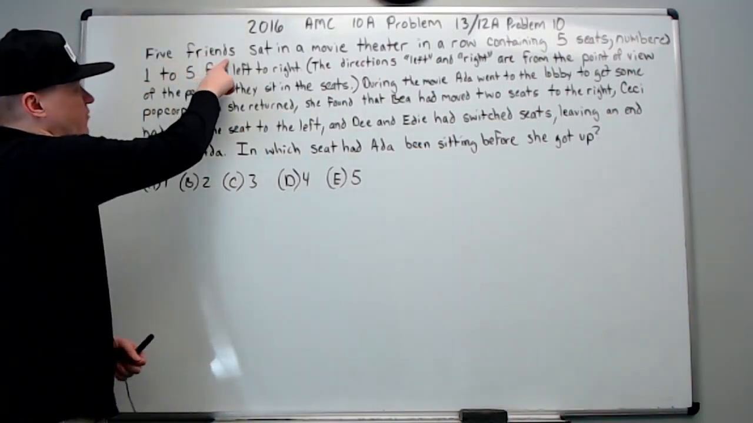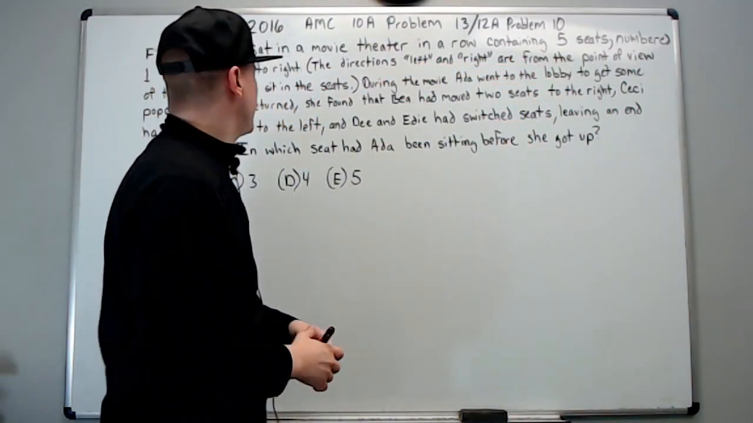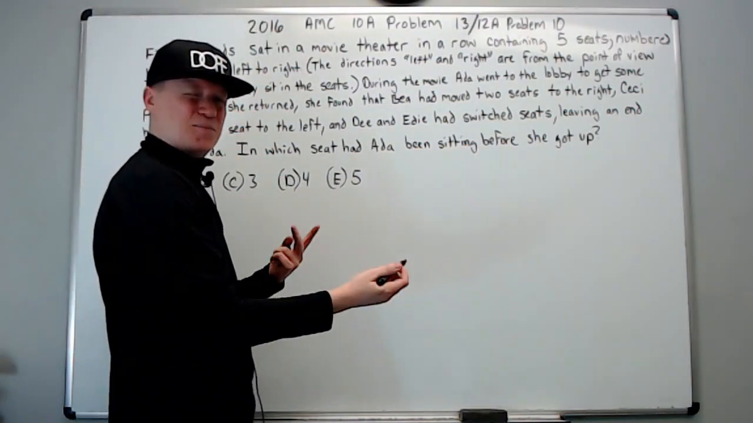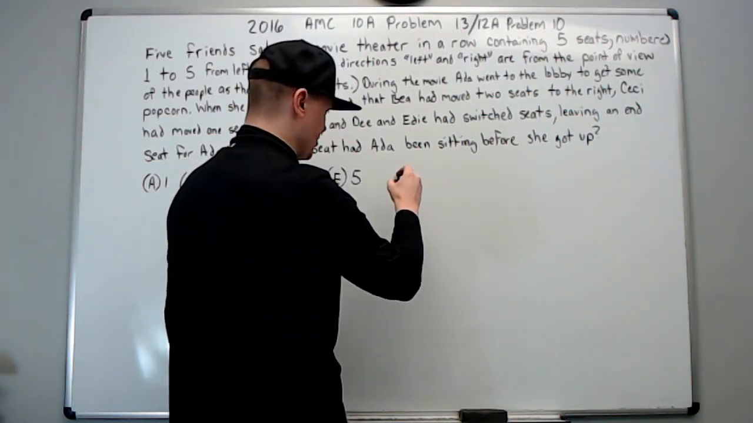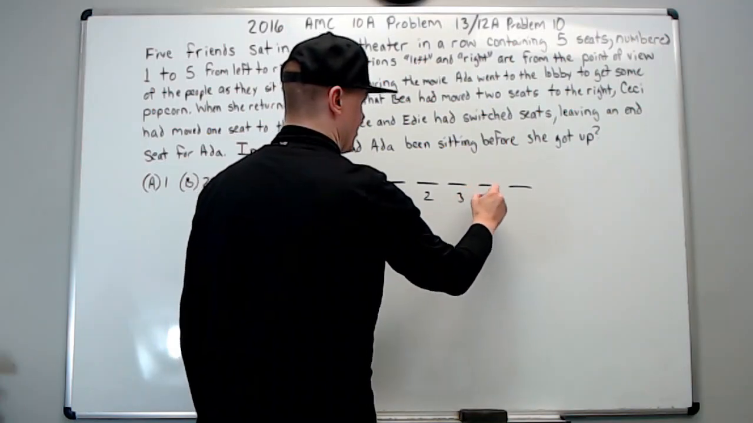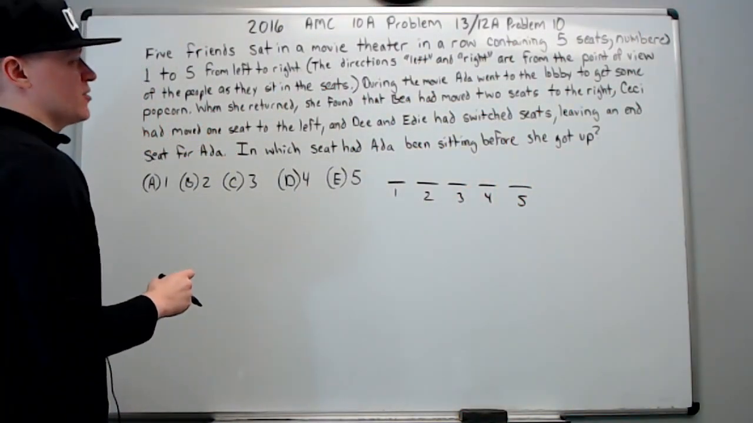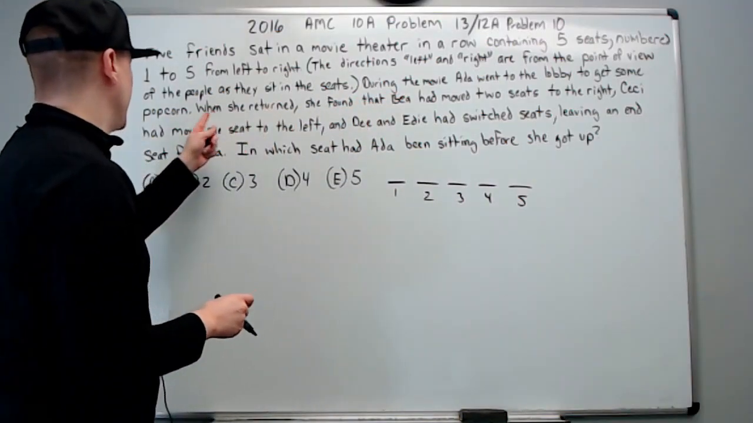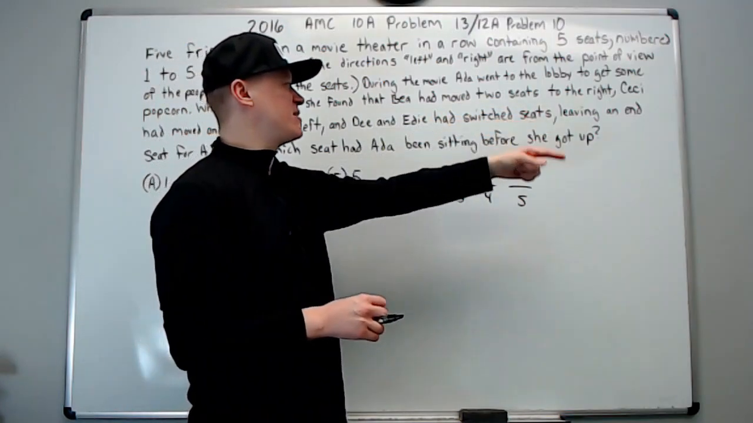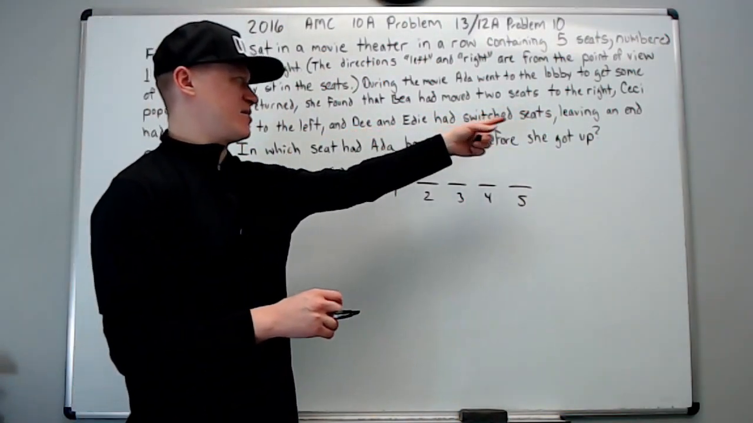Okay, 5 friends sat in a movie theater in a row containing 5 seats, numbered 1 to 5 from left to right. So kind of process as you go. As usual, draw 5 lines, label them 1 through 5. Now it says that during the movie, Ada went to the lobby to get some popcorn. When she returned, she found that Bea had moved 2 seats to the right, CC had moved 1 seat to the left, and D and E had switched seats.